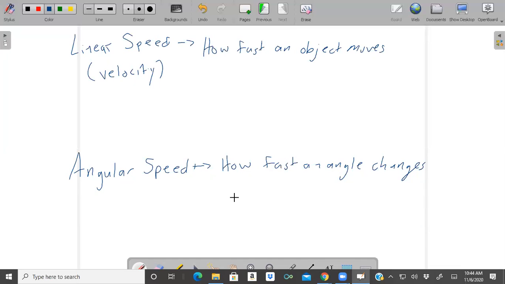So these formulas look like this. Linear speed is always talking about distance over time. And that makes sense, right? Because it's how fast an object is moving, like in miles per hour. So distance, how far you've traveled, over the time it's taken to get there. Now, when we're talking about distance, we are talking about the arc length.